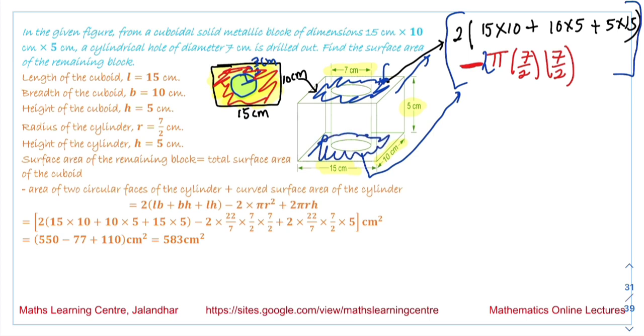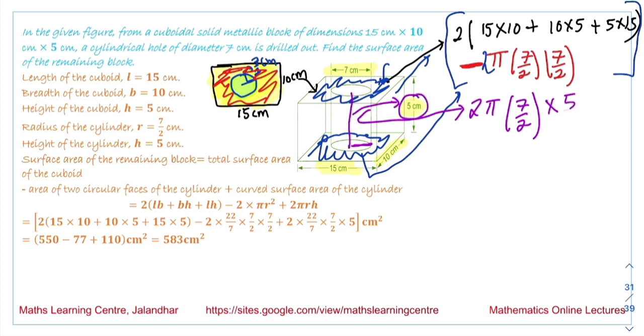Now if we look at this cylindrical portion over here, the area of this cylindrical portion will be equal to 2 pi r h. The radius of this cylinder is given to be 7 by 2, and the height of this cylinder will be equal to 5 centimeters. So this area is to be added. This is the inner portion of this cylinder, the area of this inner portion.